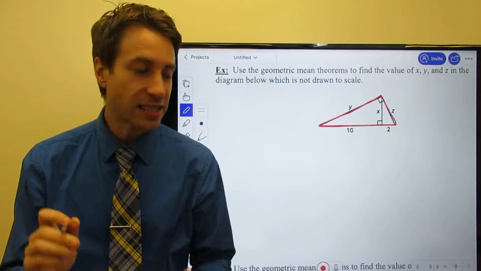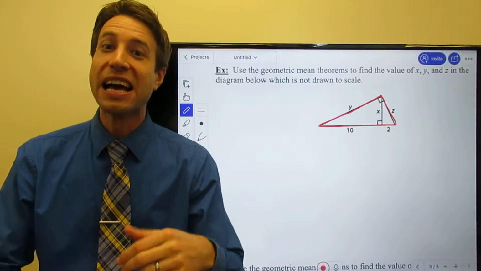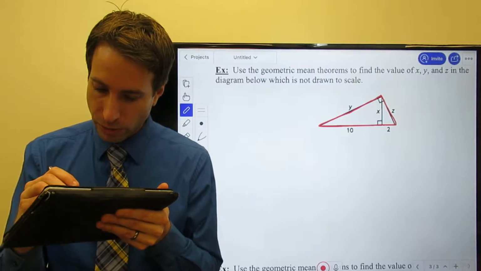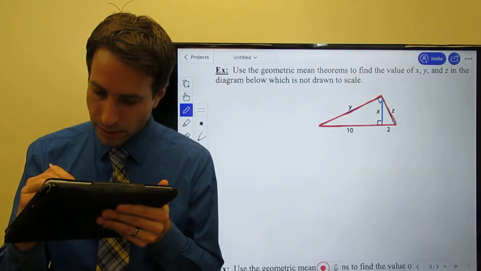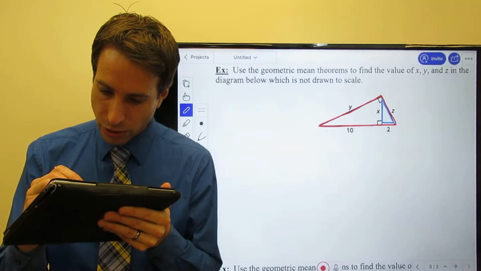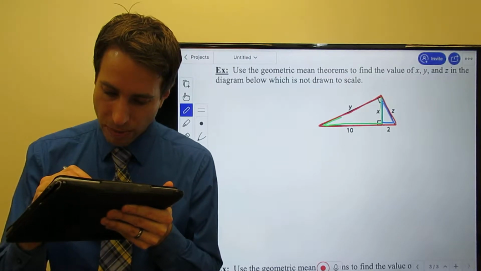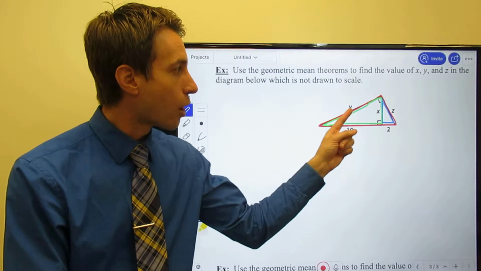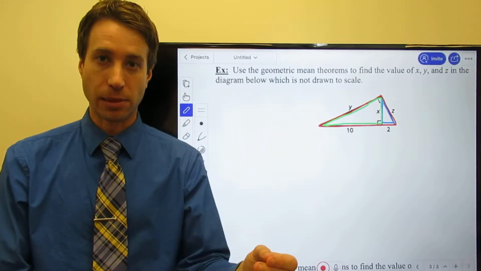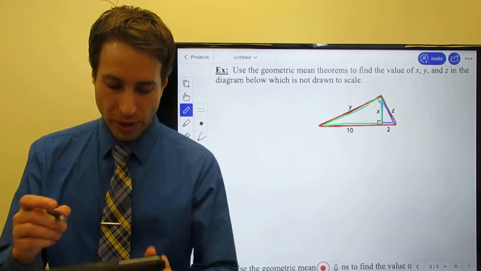I know that because I have dropped in an altitude, it'll split it into two smaller triangles, and all three triangles will be similar. So let me do a triangle in blue. I'll put this guy right here in blue. There's my blue triangle. And I'll do this triangle right here in green. Here's my green triangle that I get by dropping in an altitude. What I know is that all three, the red triangle, the green triangle, and the blue triangle, are all similar. So here we go. Let's solve for our variables. We'll start with x.